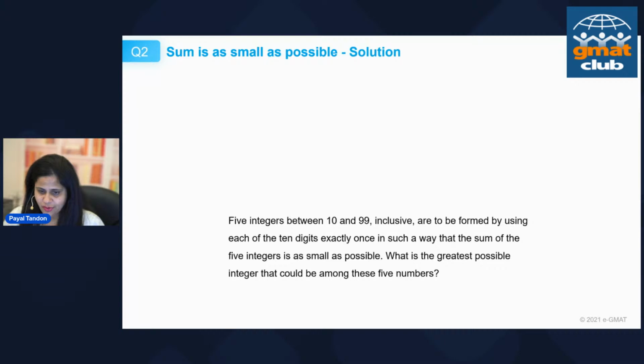So let's go through it. Essentially, you have these five integers, they're going from 10 to 99, right? So what does that mean? It means you have five two-digit integers. Whenever I see a question, what I try to do is visualize the numbers. I pictorially represent as much as I can because that helps my neurons kick in.